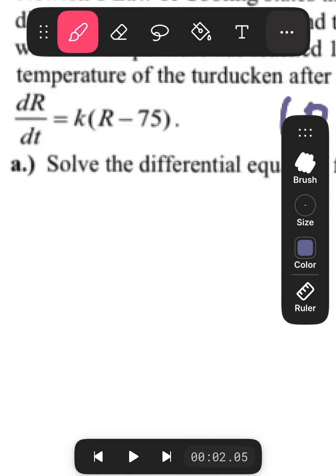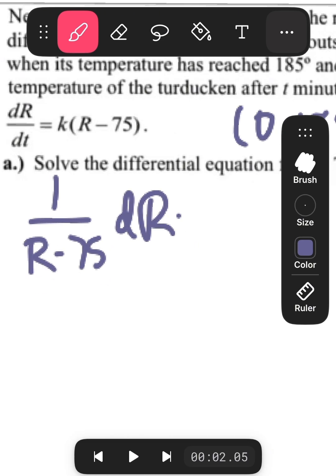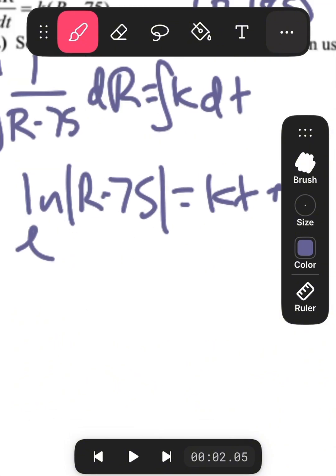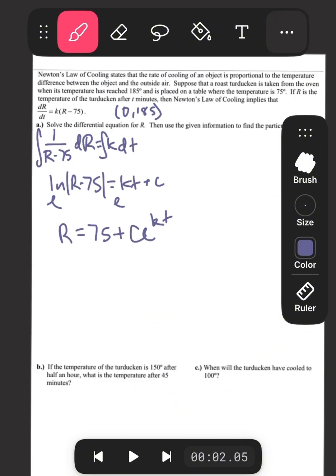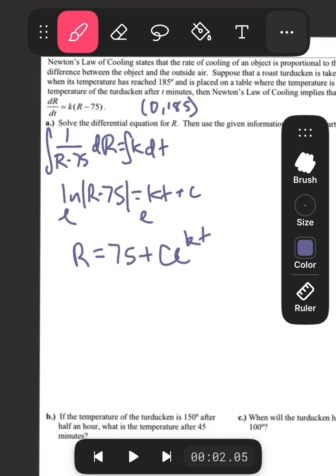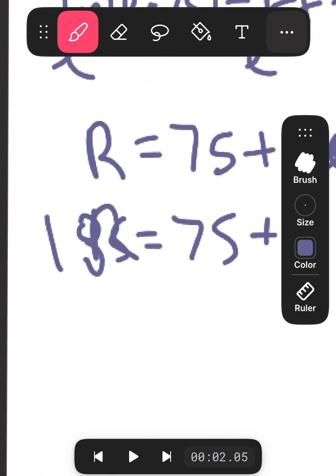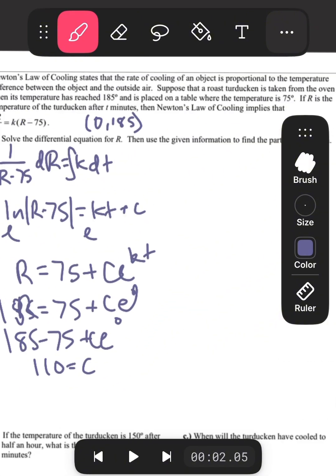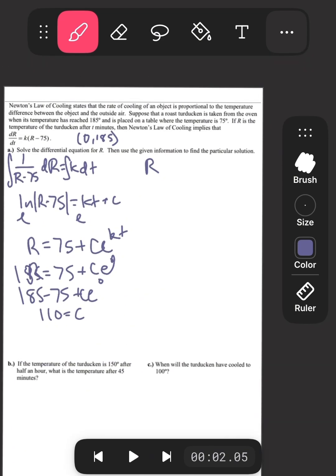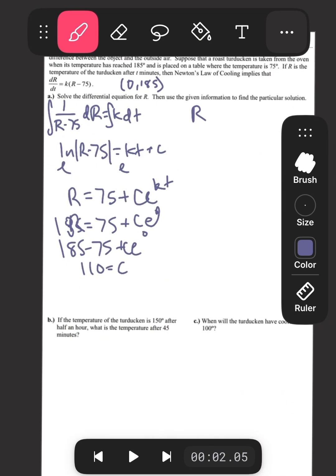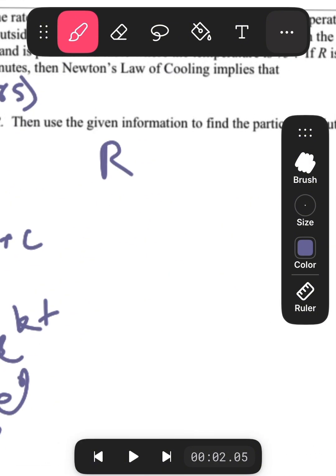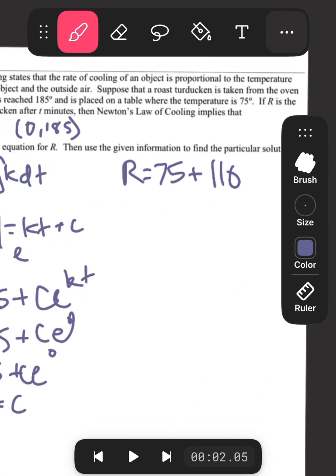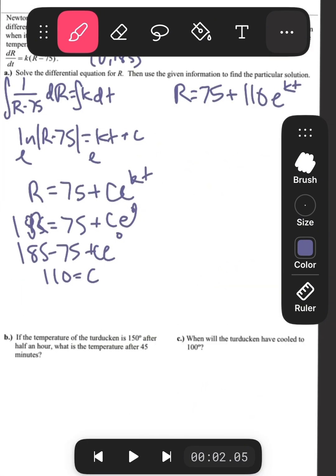What we're going to do is the same thing we've been doing. So this is going to be ln of R minus 75. And now I'm going to plug in this value here to find out what c is. Okay, so c is equal to 110. We can plug that back into the equation. I looked at the homework and the way you find the particular solution is with this information down here, so sorry about that. I don't know why it was written that way. I think it was probably a whoopsie. Anyway, I'm going to use the information down here to figure out what k should be.